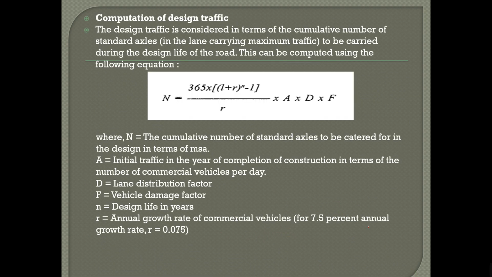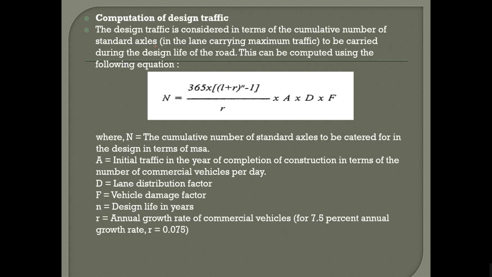How are we going to design the traffic? The design traffic is considered in terms of cumulative number of standard axles. As we know, in Indian conditions, the movement of the traffic is heterogeneous in nature with different axle loads as well as axle configurations. For that, we have to convert them in terms of cumulative number of standard axles. How many standard axle loads are going to be coming upon the roads? Because we know the standard axle is 8 tons.